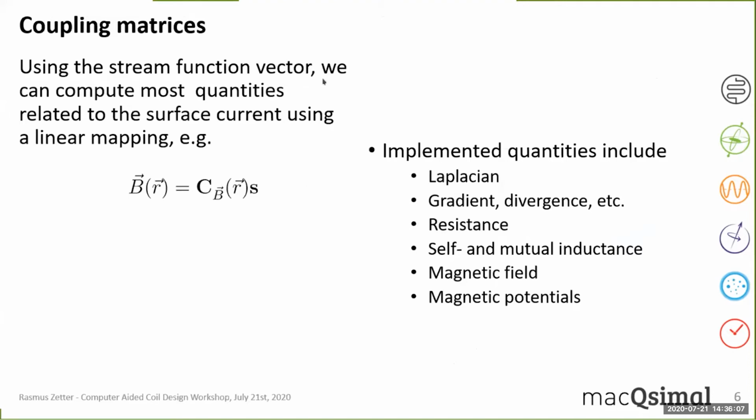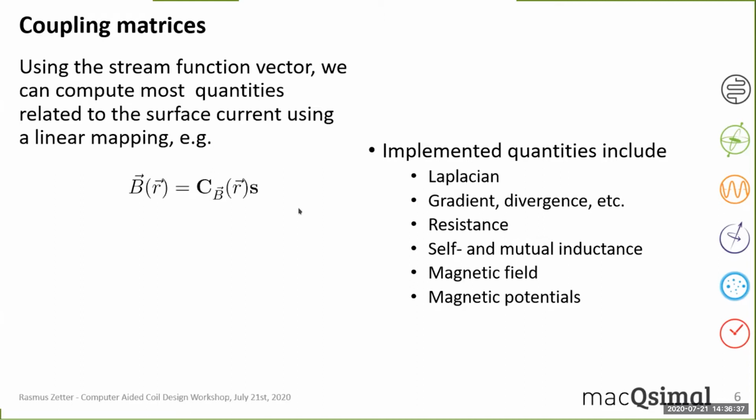I won't go too much into the physics or the calculations behind here, but based on this stream function vector S, we can compute most physical quantities related to the surface current using a simple linear mapping, using so-called coupling matrices. So just a linear mapping operator. For example, to get the magnetic field at some location, we compute this coupling matrix for the magnetic field and take the dot product with the stream function vector.